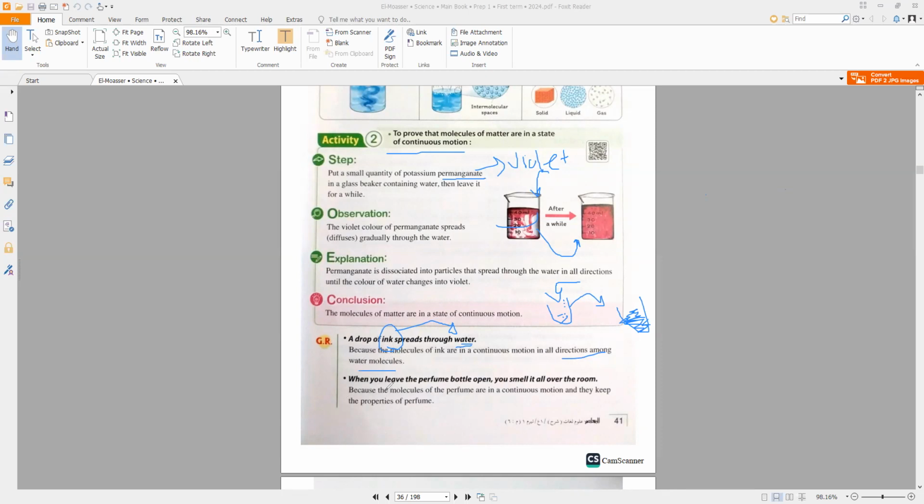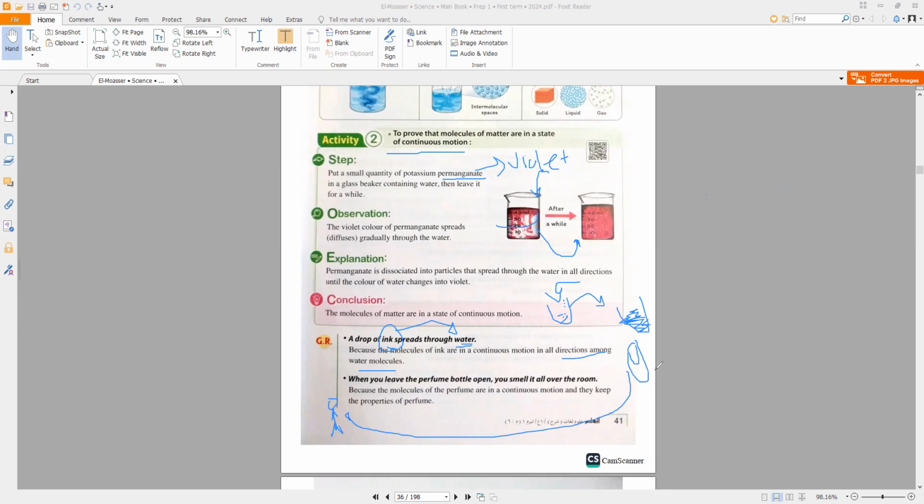Another example, when you leave the perfume bottle open in one side of the room, and you are in the other side of this room, you smell the odor of this perfume. Why? Because the molecules of perfume are in a continuous motion until they reach you in the other side. So you smell the perfume.